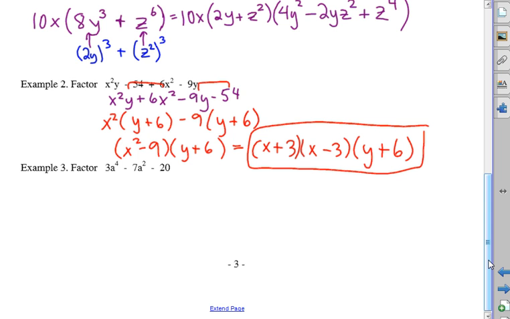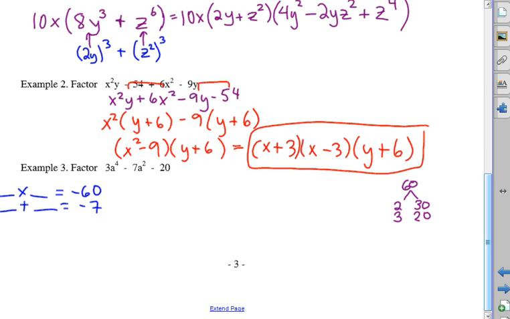Is there a GCF? No, 7's prime, and 3 doesn't go into 7, and 3's prime. So no deal. Simple or complex? Complex. So we need two numbers that multiply to negative 60. Be careful of that sign. And adds to the middle of negative 7. All right. Should we make a factor tree, or can we think of this? Factor tree it is. 2 and 30, 3 and 20.